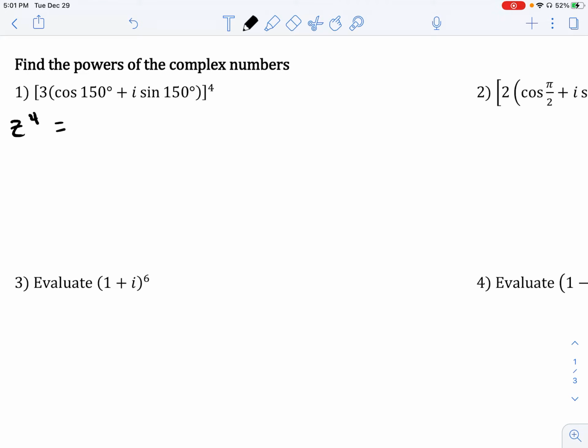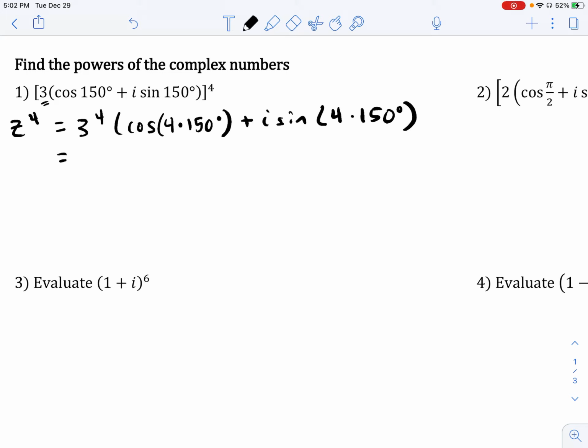We have our modulus, which is 3, so 3 raised to the 4th power. Let me write it out since this is the first time we're doing this problem. Cosine of our n value, which is now 4, so it's 4 times our angle 150, plus I sine, again, 4 times 150.